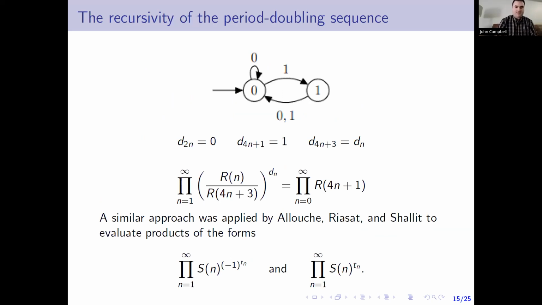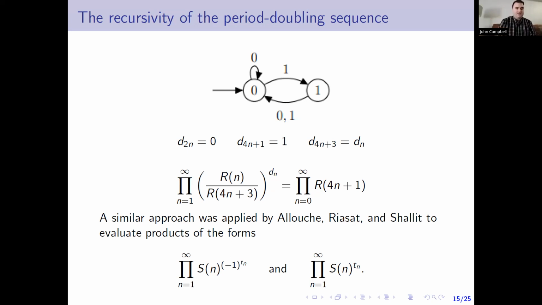So I want to clarify how the recursivity of the period doubling sequence can, in a sense, be thought of as being encoded through the use of infinite products. So if we again consider the equivalent definitions that I had provided for the period doubling sequence, this leads to the recursion that I have indicated.